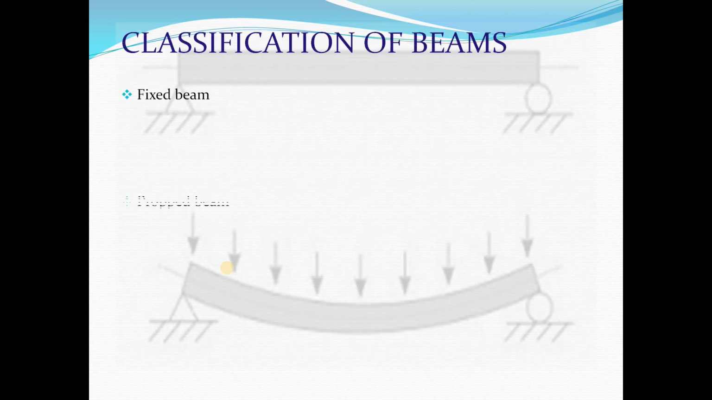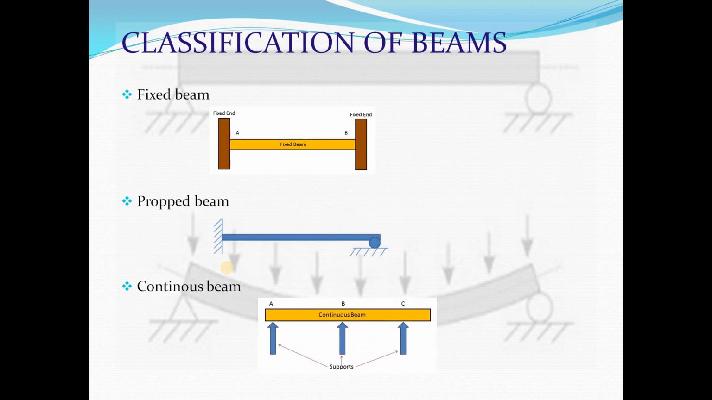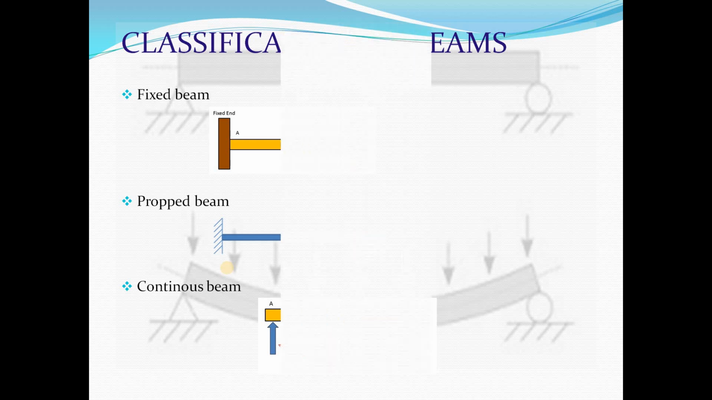Then we have fixed beams, prop beams, and continuous beams. Fixed beams are beams that are fixed at both ends. Prop beams are beams that are fixed at one end and supported by a roller support on the other end. Continuous beams are beams that have more than two supports. Internal hinges may be included as well.